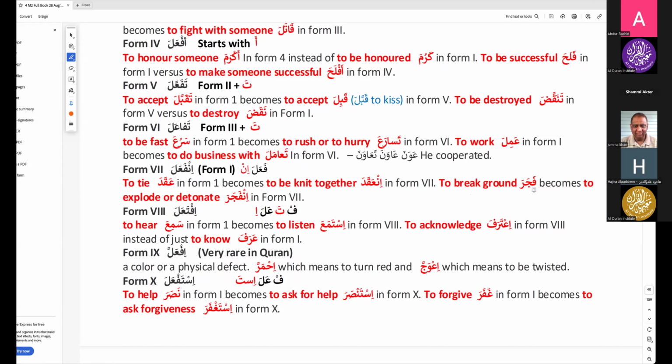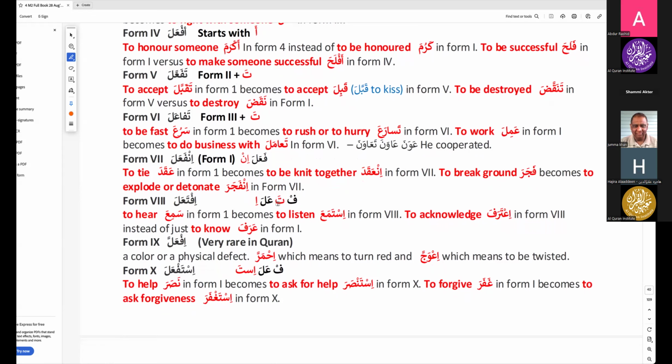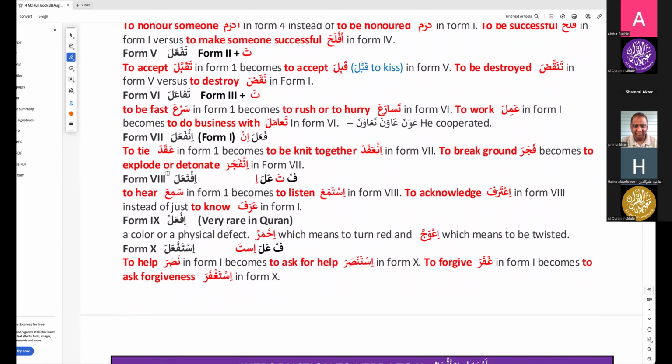To break ground, fajara. To explode or detonate, infajara. Okay, fajara to infajara. And finally, now what have we got?